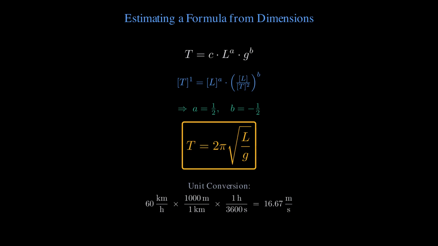Dimensional analysis is also indispensable for unit conversion. Say we want to convert 60 kilometers per hour into meters per second. Multiply by 1,000 meters per kilometer and divide by 3,600 seconds per hour. The result is 16.67 meters per second.